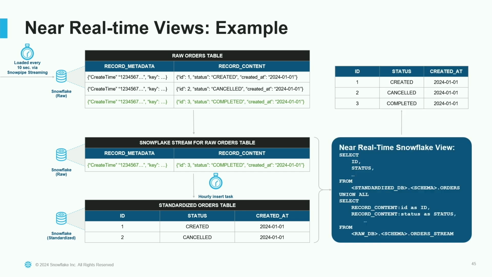But if we look at this near real-time view definition over to the right, it is selecting from both the standardized table and the stream via a union. Therefore, when a user actually queries the view, we can see the third record that was just inserted into our raw table, even though it hasn't been inserted into the standardized table yet. This view is what we make available to our end users and how we are able to present the data in near real time without having to insert into our standardized table more frequently.